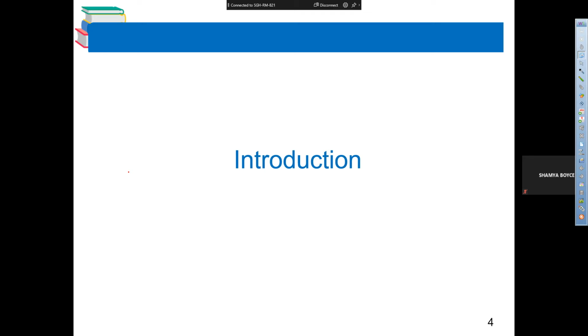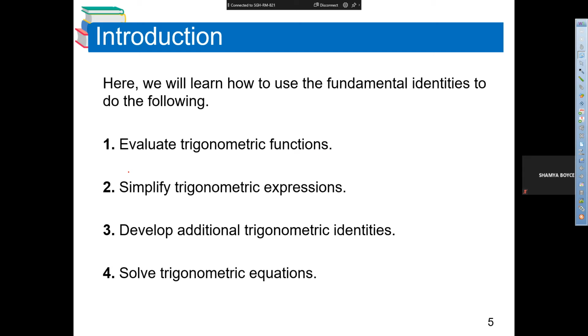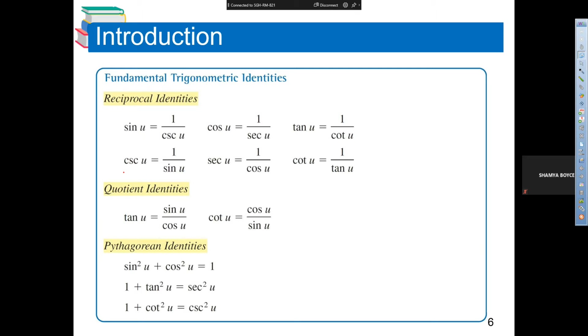All right, so here it is again. We're going to evaluate, simplify. We'll be able to develop additional identities. We're going to solve trig equations using these things. All right, so here are the fundamental trig identities.